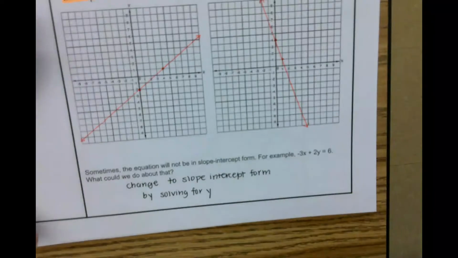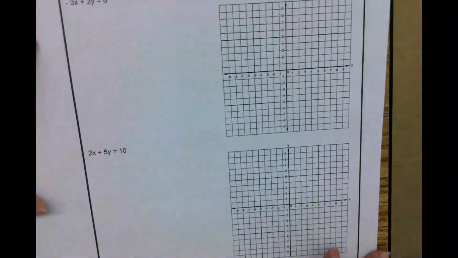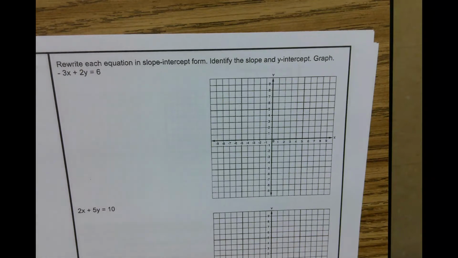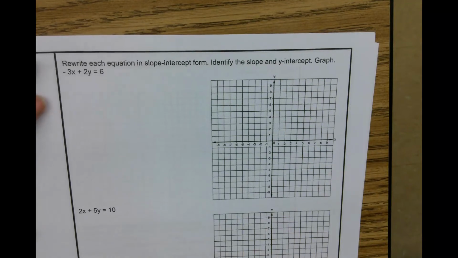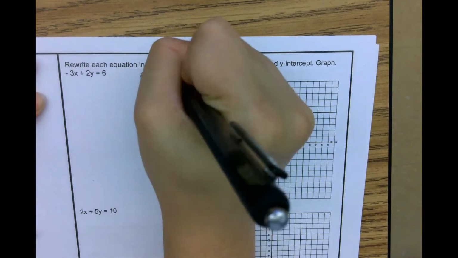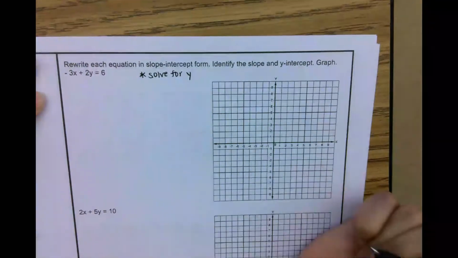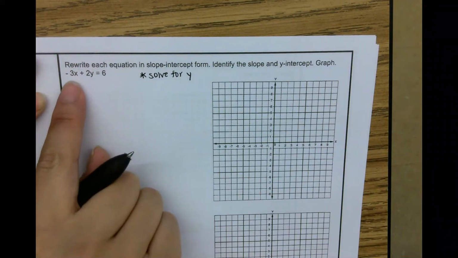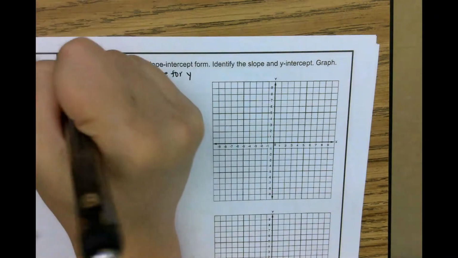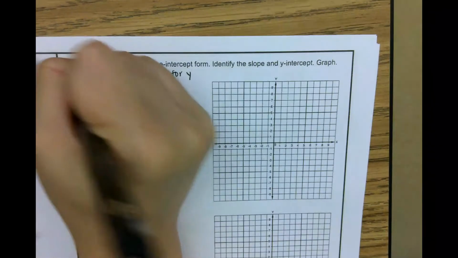So let's flip it over. Here, I have negative 3x plus 2y equals 6. It is not in slope-intercept form, so here I am going to solve for y. I'm going to move this negative 3x over first, because this is minus 3x. I'm going to add 3x to both sides.